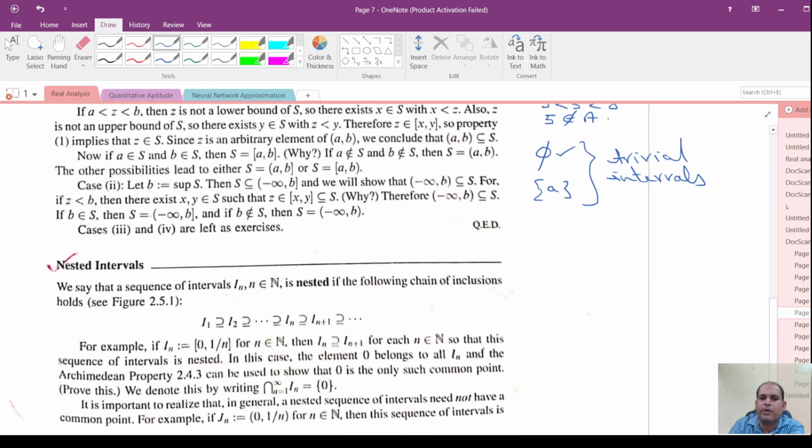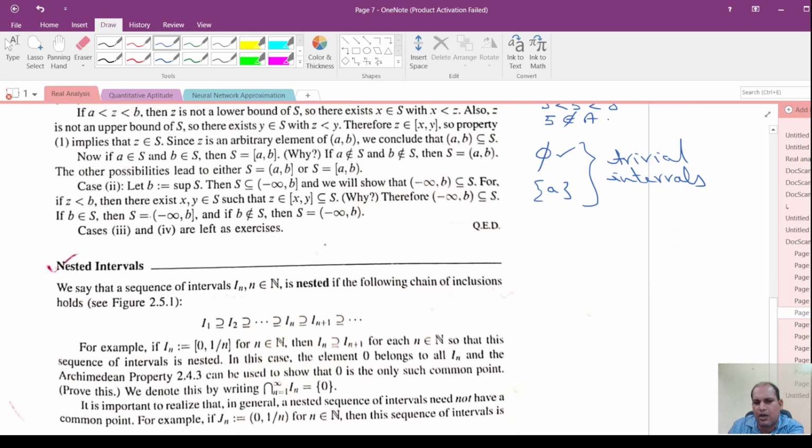Other examples of intervals, we can take any continuous strip, continuous ray. For example, open interval AB, closed interval AB, semi closed interval, the intervals of the type minus infinity to B. All these are examples of intervals.